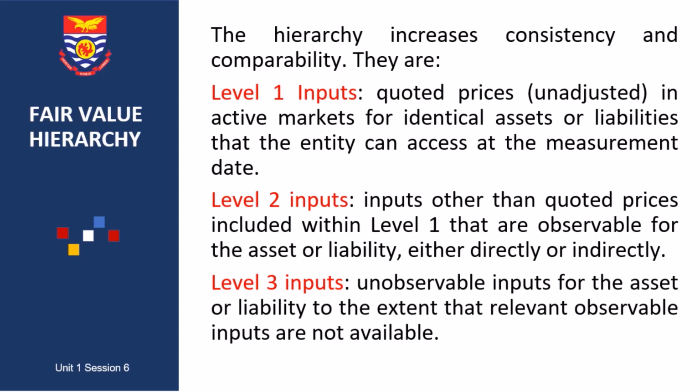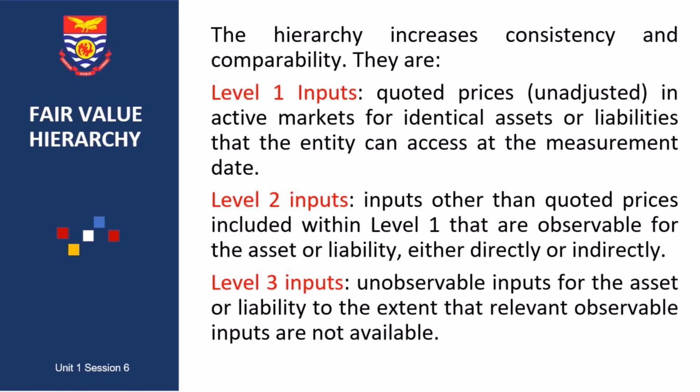Then we have level 3 inputs. Level 3 inputs are unobservable inputs for the asset or liability, to the extent that relevant observable inputs are not available. So here we don't have the quoted prices, we don't have observable inputs or observable assets. All those things are not available. So we have the unobservable input for the asset or the liability, and the relevant observable inputs which we are supposed to get from level 2 are also missing.